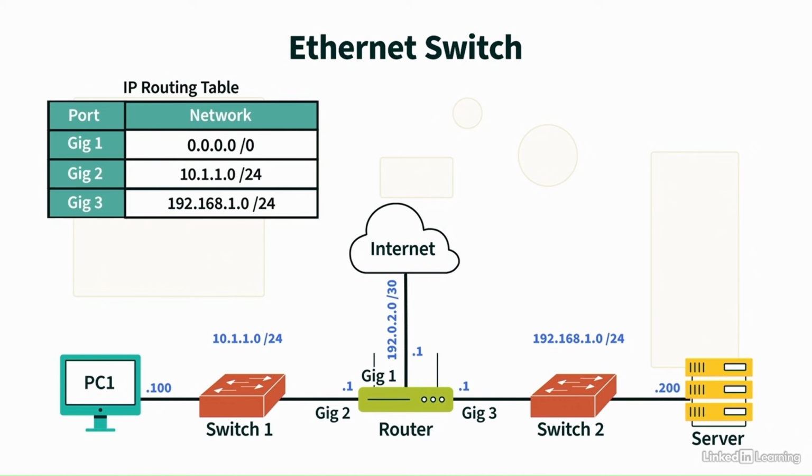As another example, PC1 wants to communicate with a local server that has an IP address of 192.168.1.200. PC1 sends the packet to the router, which looks to see if it has a network entry that contains the 192.168.1.200 IP address, and it does. There's an entry that says the 192.168.1.0 network is connected to interface gig 3. However, we said the default route of all zeros contains all possible IP version 4 addresses.